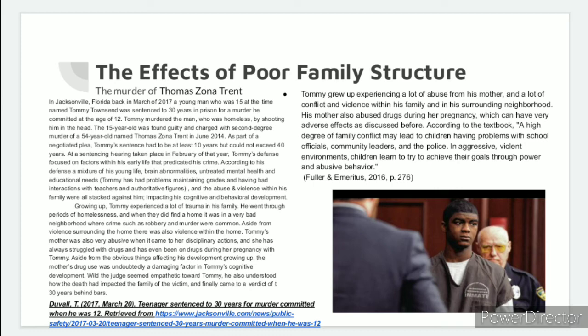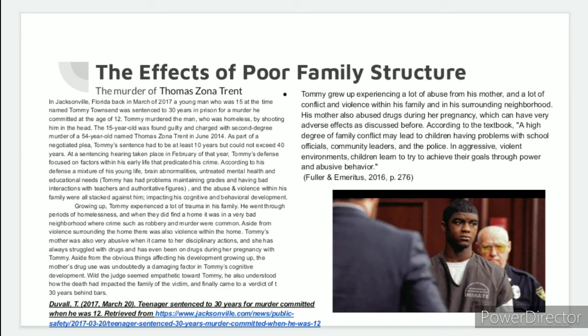In Jacksonville, Florida, back in March of 2017, a young man who was 15 at the time, named Tommy Townsend, was sentenced to 30 years in prison for a murder he committed at the age of 12. Tommy murdered the man, who was homeless, by shooting him in the head. The 15-year-old was found guilty and charged with second-degree murder of the 54-year-old man, Thomas Zona Trent, in June of 2014. As part of a negotiated plea, Tommy's sentence had to be at least 10 years but could not exceed 40 years.